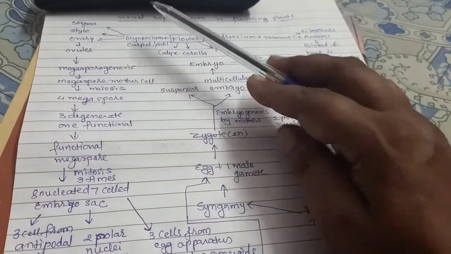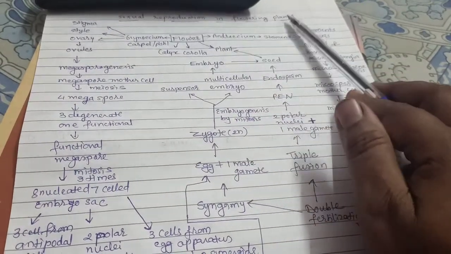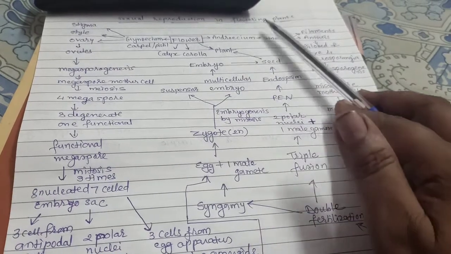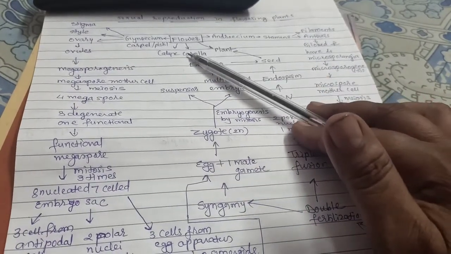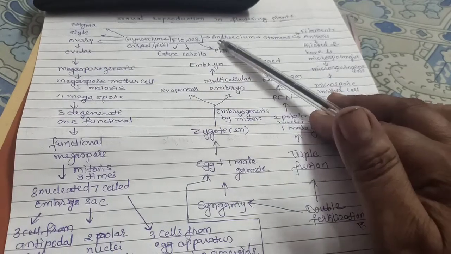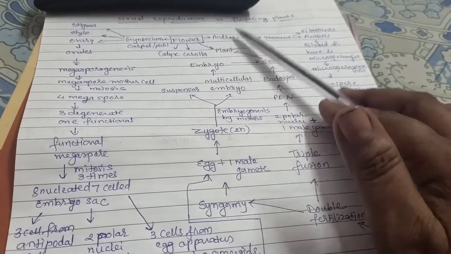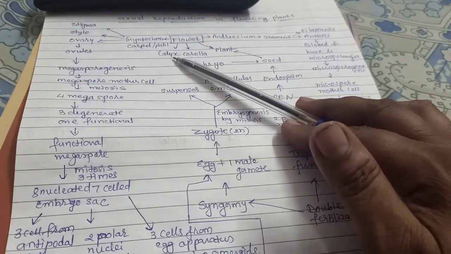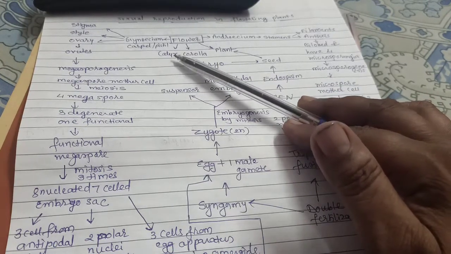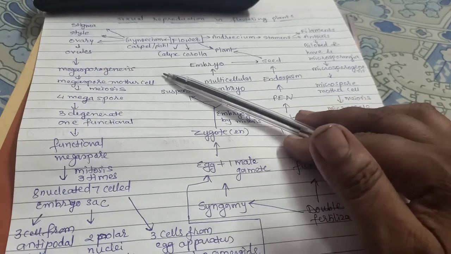Now today we start sexual reproduction in flowering plants. In flowering plants, the reproductive part is the flower. The flower consists of four whorls: calyx, corolla, androecium, and gynoecium. The calyx is the outermost whorl of the flower. It is a non-essential whorl of the flower.